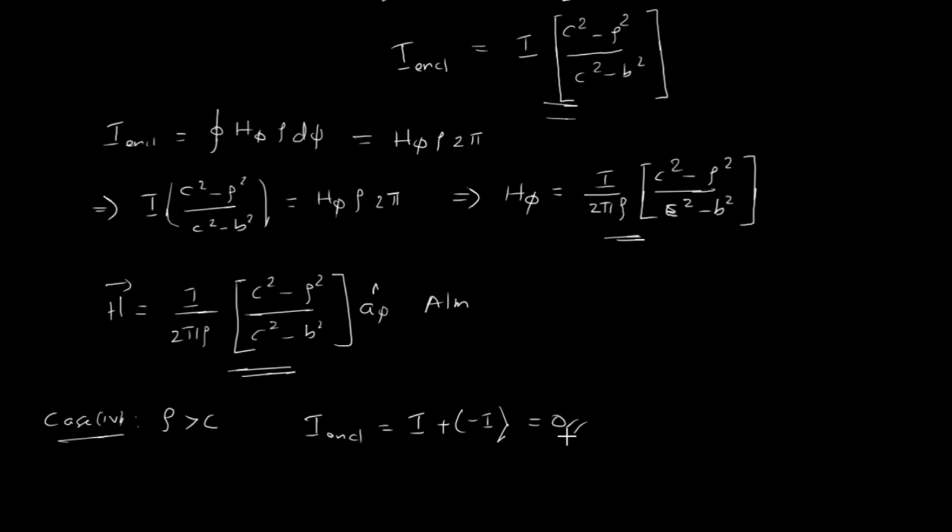Then what does it tell you? If you apply Ampere's circuit law to this, it tells you that the closed integral of H dot dl is 0, because the current enclosed is 0. Now what does it tell you? It indicates that the magnetic field does not exist outside the coaxial cable.